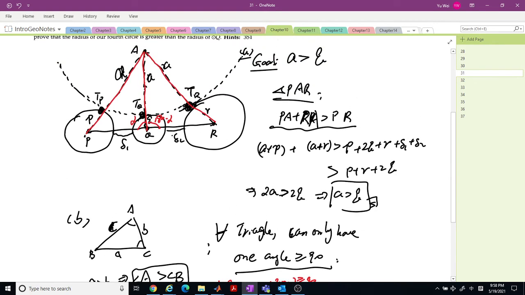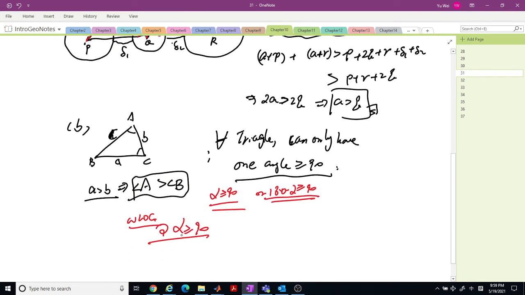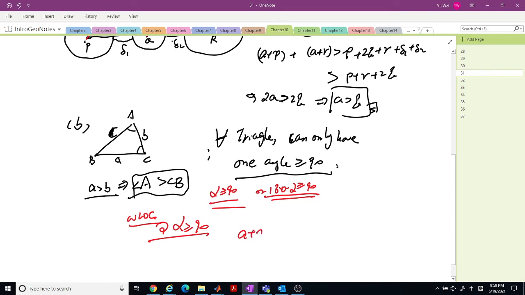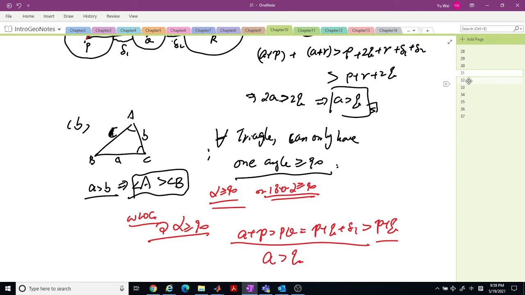So if this alpha is greater or equal than 90, that means the AP is greater than the PQ. The PQ is the P plus Q plus delta 1, which is greater than the P plus Q, right? So now you have this one, you can see A greater than Q. Okay, next.